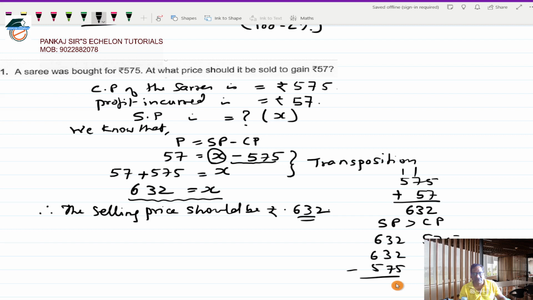So 12 minus 7 is 5. Okay, 12 minus 5 is 7 rather. 12 minus 5 is 7. Okay, and this is 2. 12 minus 7 will be again 5, and this will become 5 minus 5, 0. So you are getting profit as 57, which was given in the question. So you can see that the selling price has to be rupees 632.